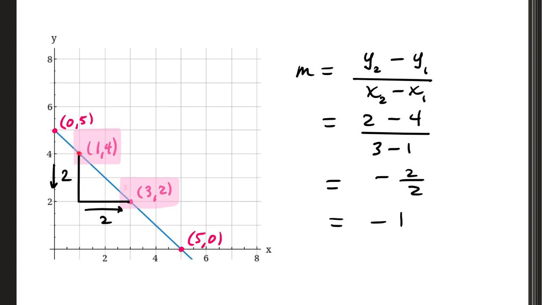Vertical change of down 2 is negative 2. A horizontal run of 2 units is 2 in the denominator. Negative 2 over 2 is negative 1. And so if you notice from point to point, we fall 1, run 1, over and over. Lines have a constant rate of change.